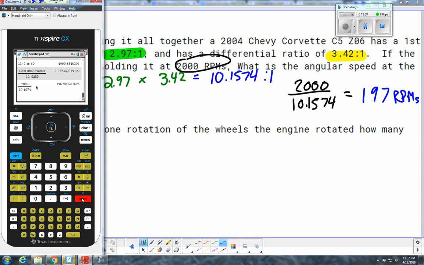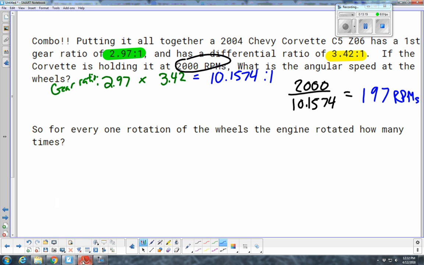Does that make sense? Everyone following my math there? All right, here's an interesting question. If that Corvette's tires rotated one full rotation, how many rotations of the engine, or the crankshaft, happened?